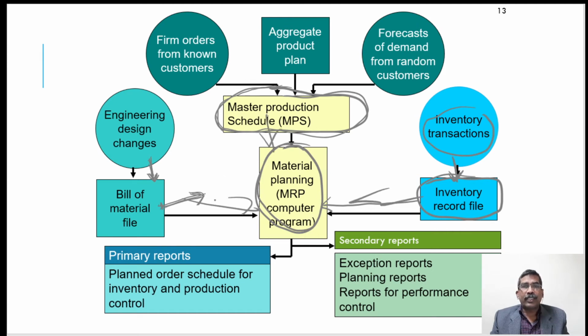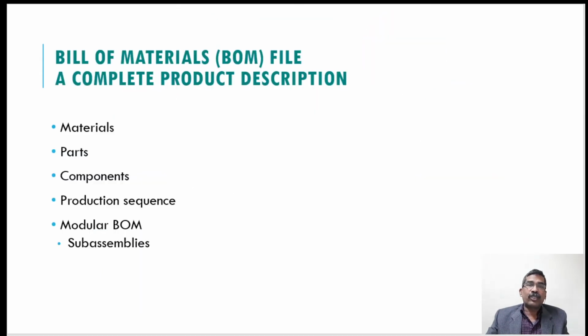So basically the first one is the bill of material, then the master production schedule, then the inventory status. These three components are the very important part of the MRP system, and the output can be given in terms of primary reports and secondary reports. The primary reports are the planned order schedule for inventory and production control, and secondary reports are related to exception reports, planning reports, reports for performance control, etc. So these two types of reports are produced in the MRP system.